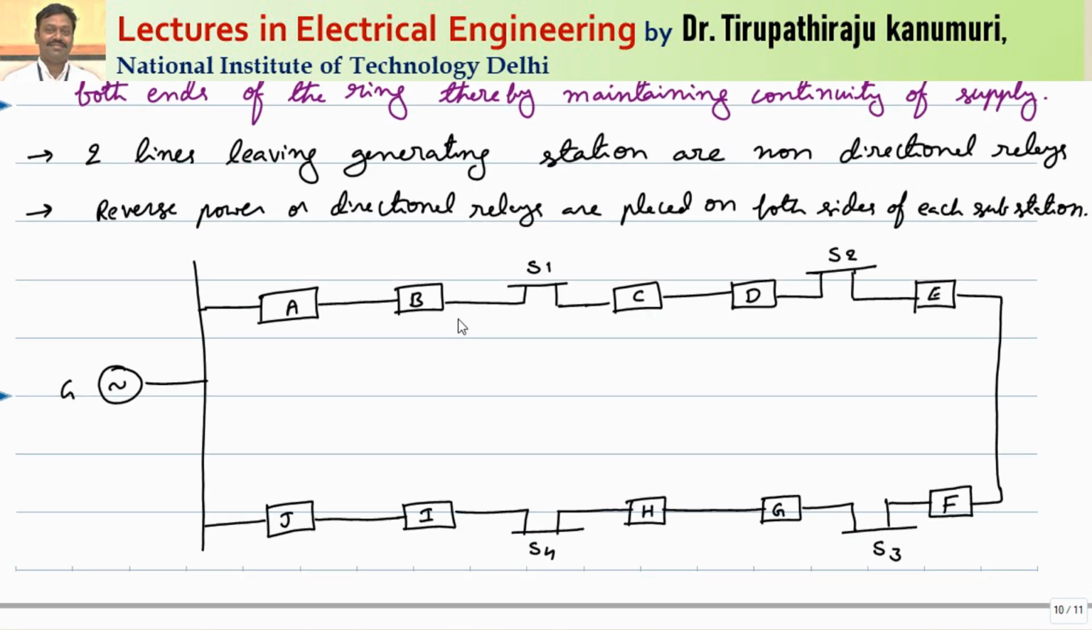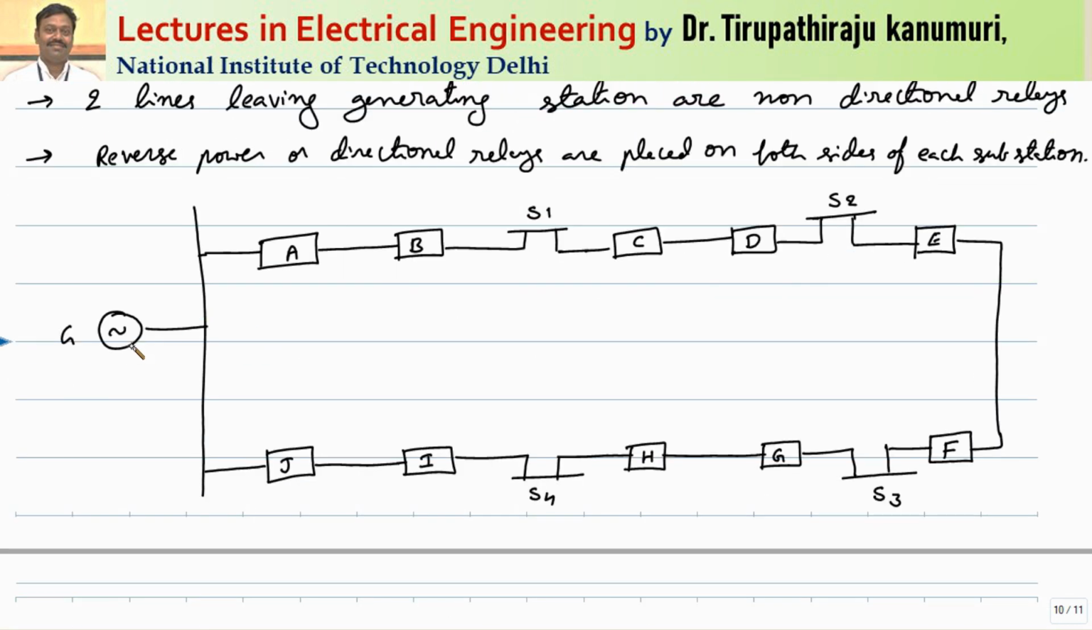So the ring main distribution will be like this. Let us assume there is a generating station. There can be multiple generating stations. There are different substations S1, S2, S3 and S4. You can see all the substations are interconnected. Now the grading is done in such a way that at the generating end side we go for non-directional relays.